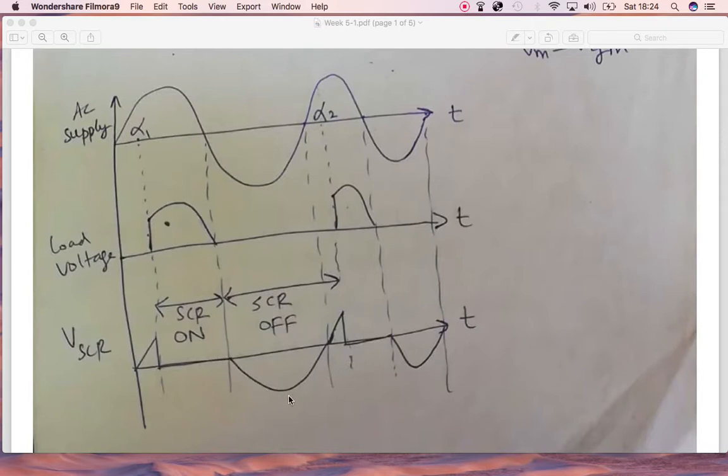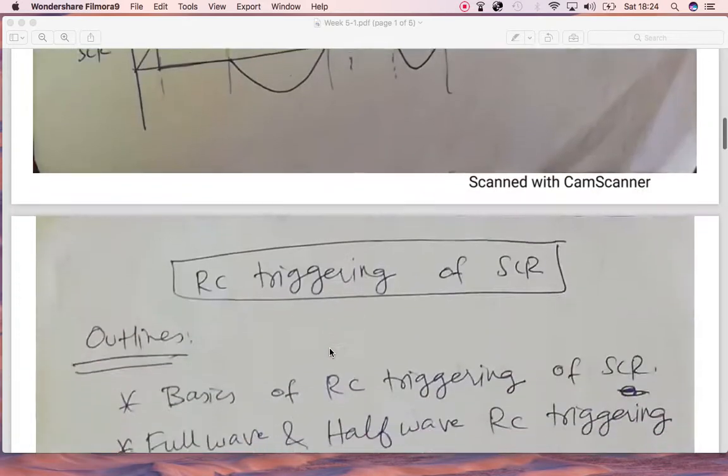And similarly for the negative half cycle, the SCR will be in the off state, in the reverse bias state, and no current will be flowing through it, so all the voltage will appear across the SCR, and this cycle repeats itself for an infinite amount of time.